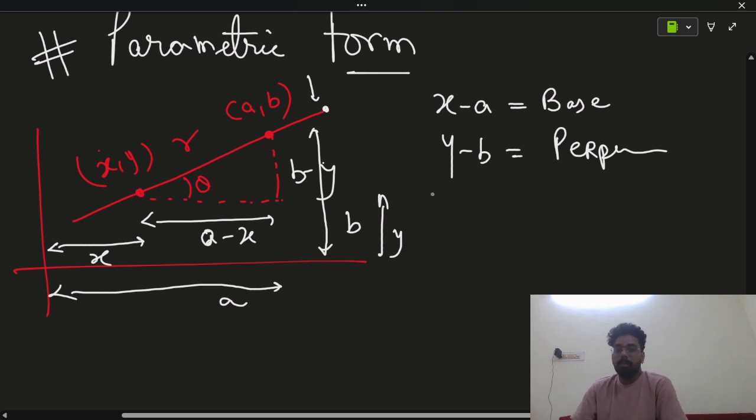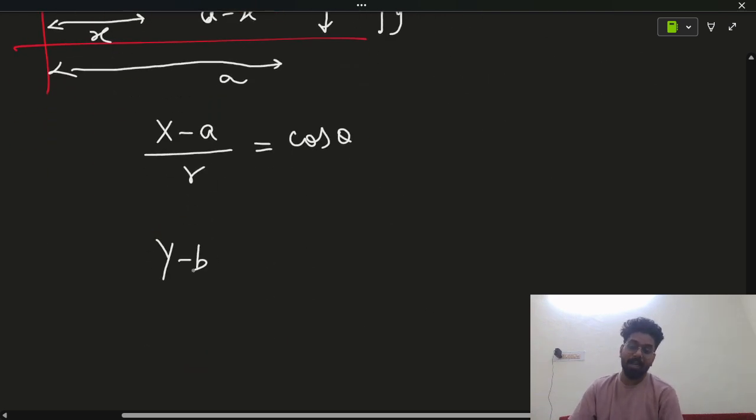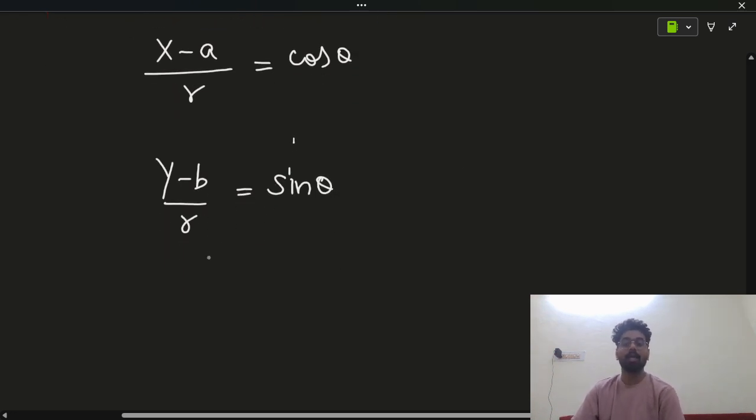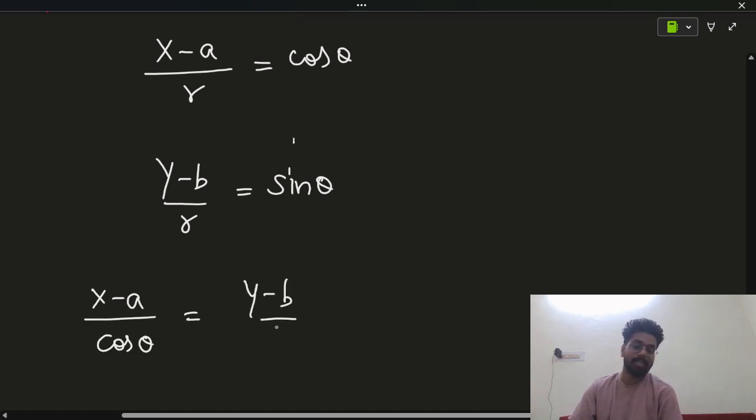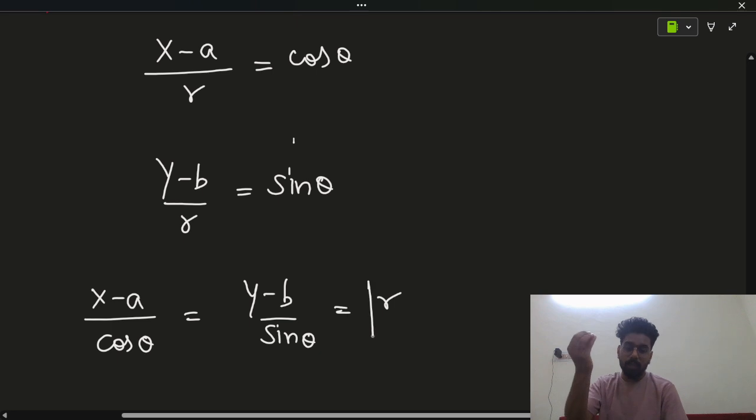Okay, now we are having base and perpendicular. What is the hypotenuse? Hypotenuse is r. So simple things, basic trigonometry, guys: x minus a upon r, base upon hypotenuse, is cos theta. All right. So from here we are having one more information: y minus b upon r is equal to sine theta, and now here you will calculate r. So I will write down x minus a by cos theta is equal to y minus b upon sine theta is equal to r. Now whether the point lies above or below, how will we manage this? Take a mod.